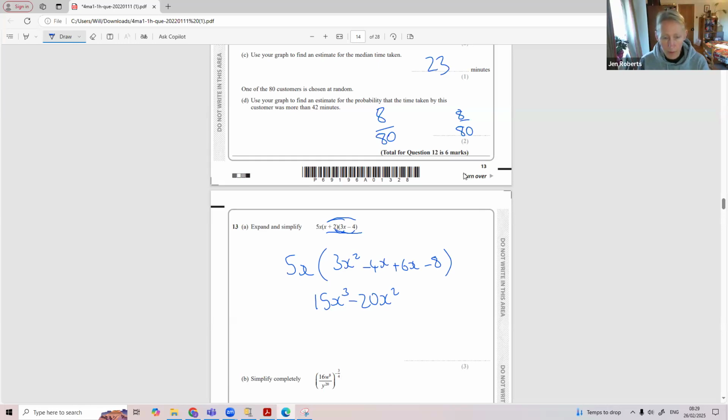Sorry, you could have simplified it. I would have normally simplified this first. Not sure why I didn't, but it doesn't matter. You get the same answer. 5x times 6x is 30x squared. 5x times minus 8 is minus 40x. And then we just simplify that by collecting the like terms. 15x cubed minus 20 plus 30 is positive 10x squared minus 40x for all your marks there.